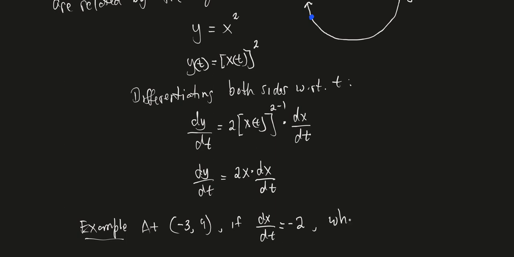What is dy/dt? So if x is changing at a rate of -2 units per unit of time, at what rate is the y variable changing? Well, I have all the information I need. I know the x value, I know the rate of change of the x value, and I can plug those two numbers in here, and that will give me the rate of change of the y variable, right?